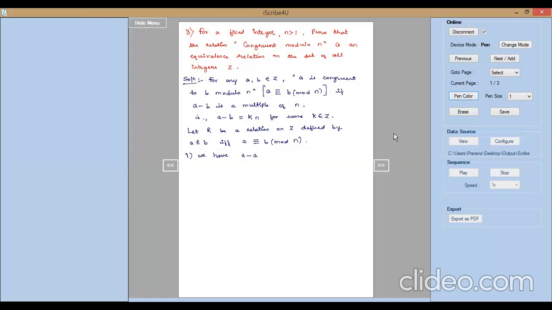So we have A minus A. A minus A is 0. Can it be written as a multiple of n like this? 0 into n we can write down, no? 0 into n is 0 itself. So A minus A I took because I want to check for ordered pair A comma A belongs to R for reflexive condition. For reflexive condition I have to check A comma A belongs to relation R. That's why I took A minus A.